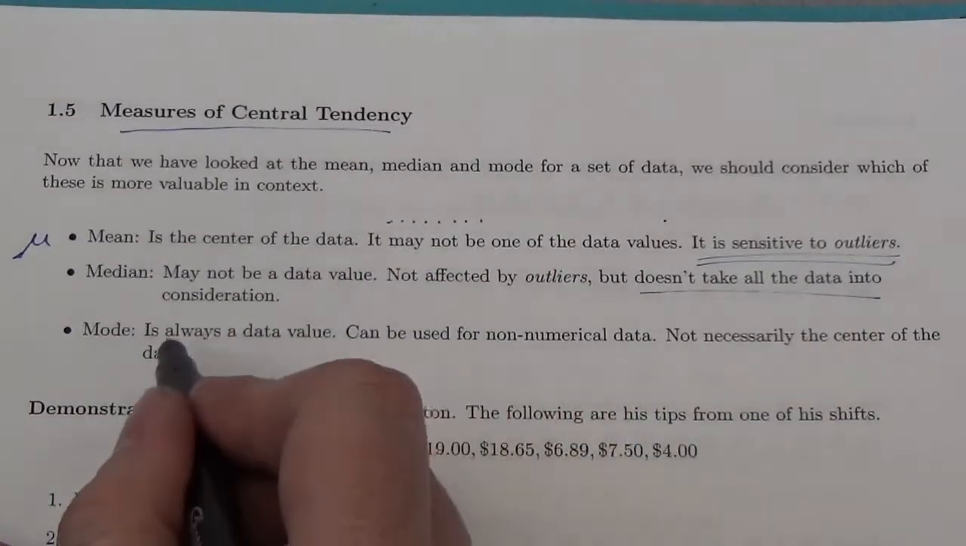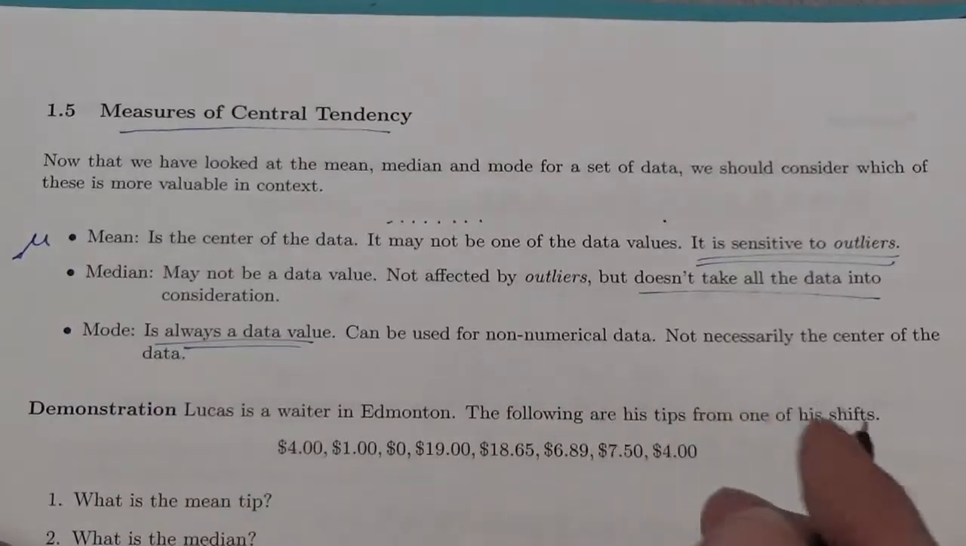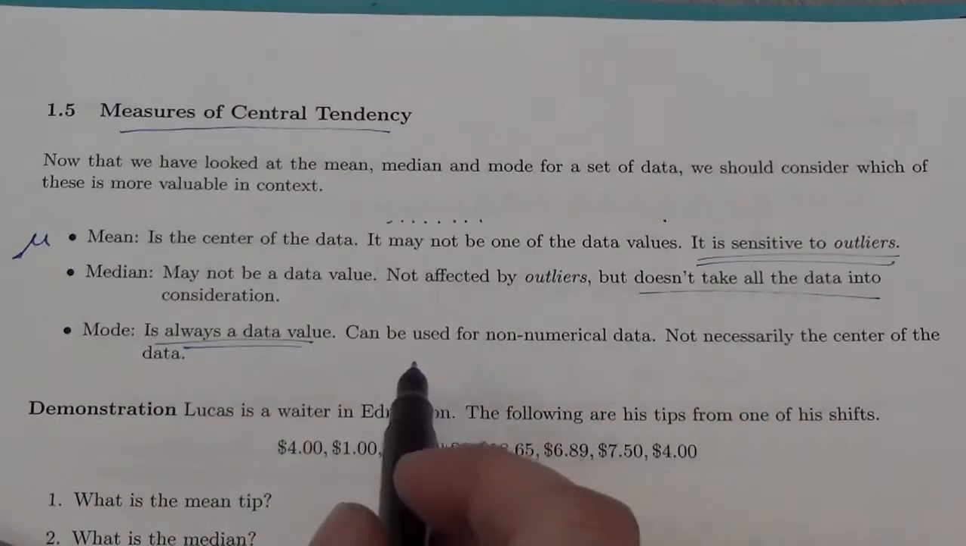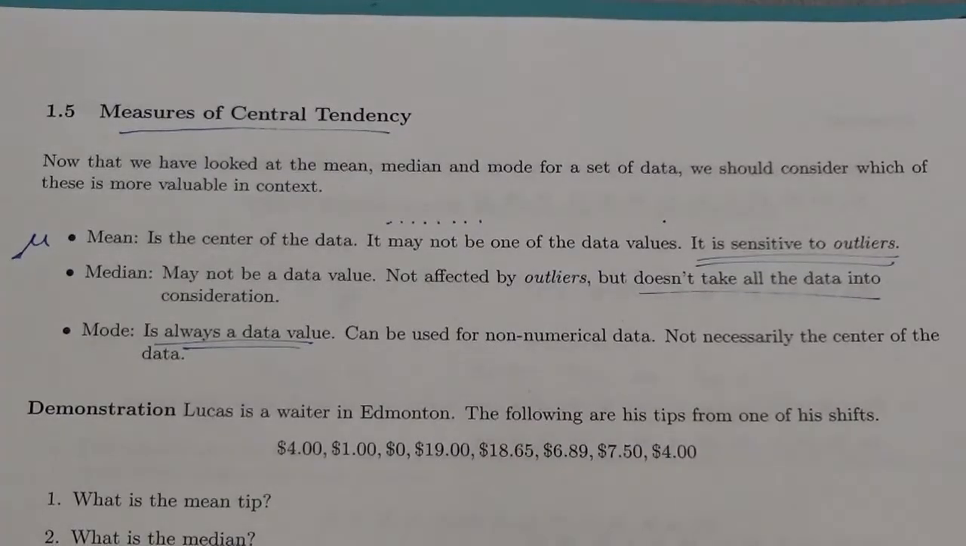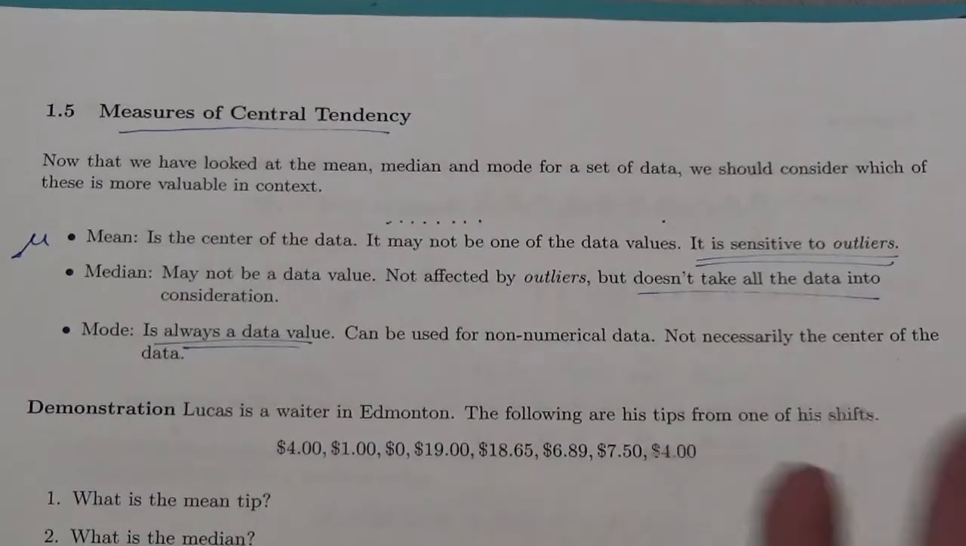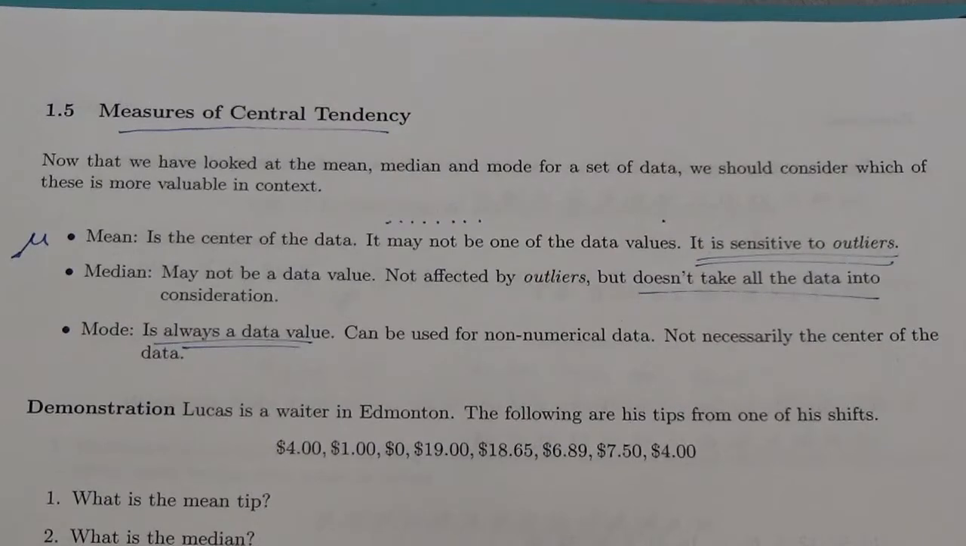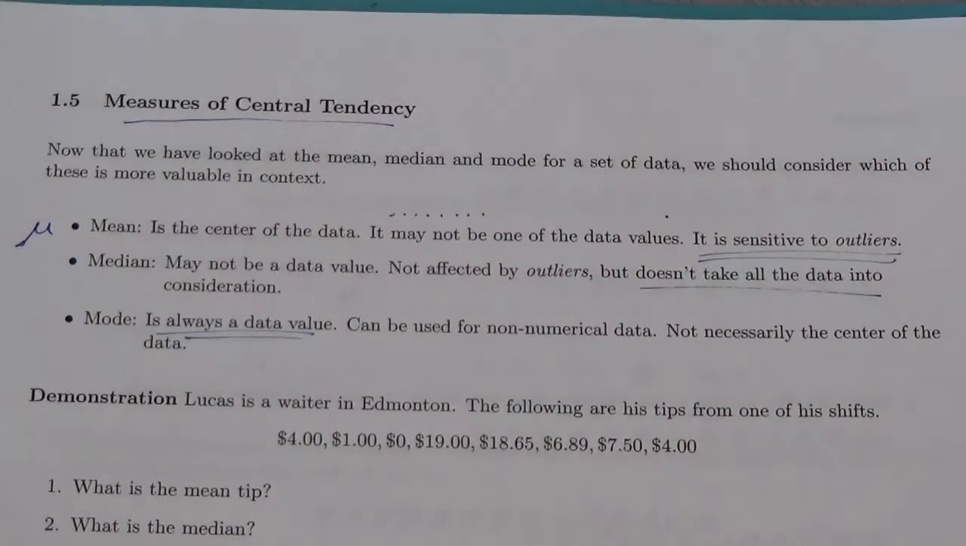Now the mode is always a data value, and sometimes that's important. It can also be used for non-numerical data. If we're talking about people's favorite ice cream, for example, that's not numeric data. That's certainly qualitative. We want to know, is it vanilla? Is it chocolate? Is it strawberry? Whatever it is that you're asking about. Anyway, let's take a look at some examples, and I'll see if we can explain as we go through what we mean by this.